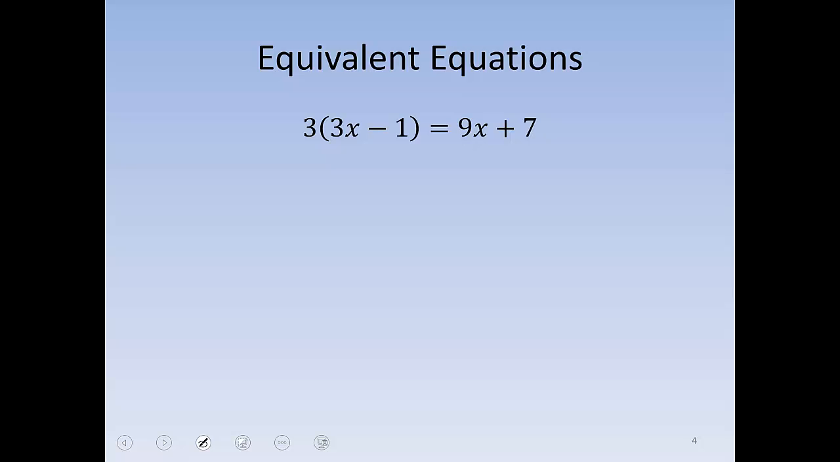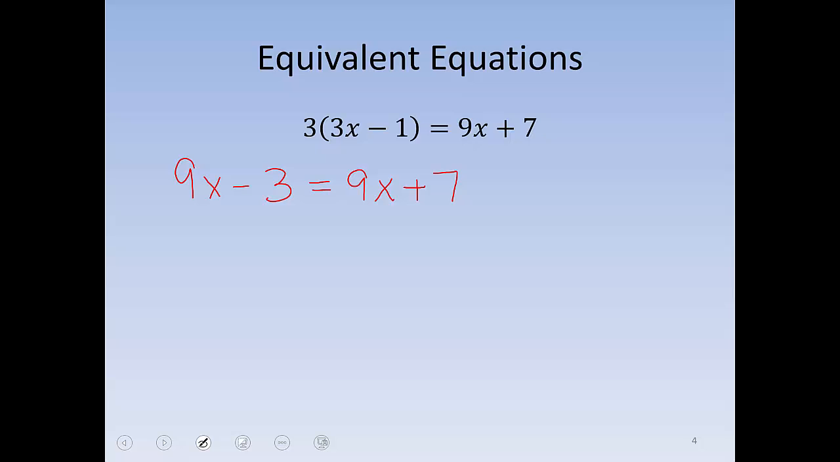All right, so if we were to go ahead and distribute on this, because we would have to in order to get the x's into one location, I would have 9x minus 3 equals 9x plus 7. And I'm looking at this going, this kind of looks like the first one, which we called an identity, except I have 9x minus 3 and 9x plus 7.